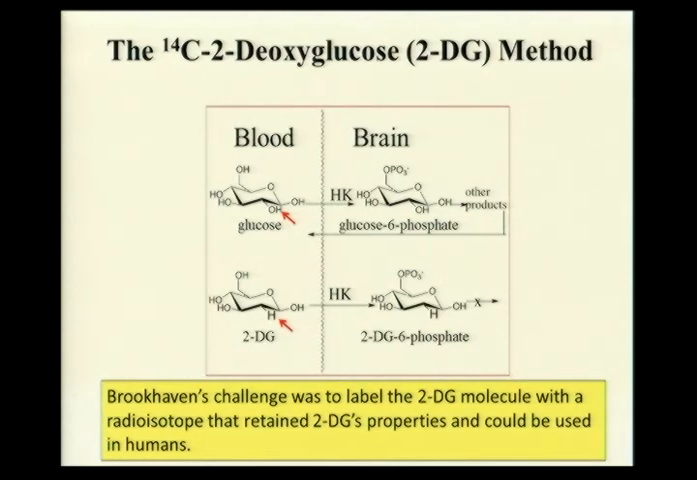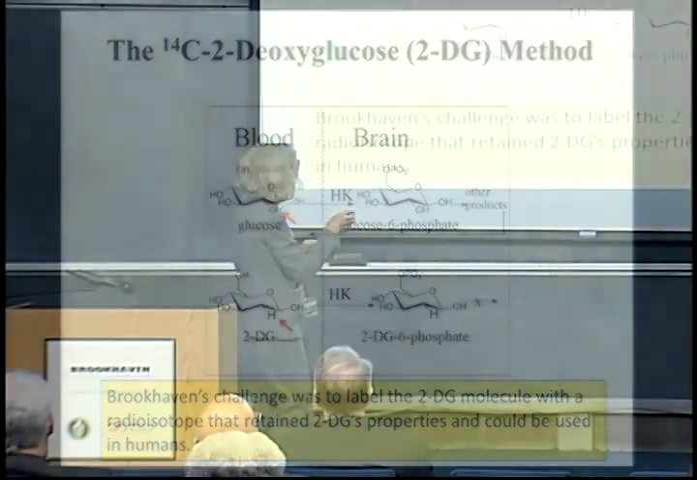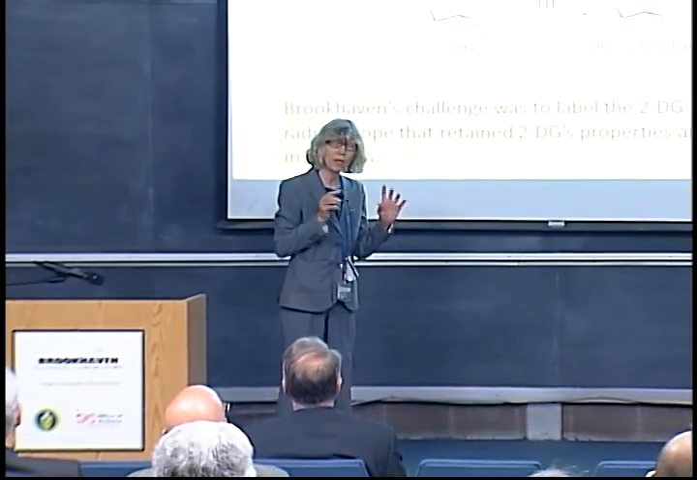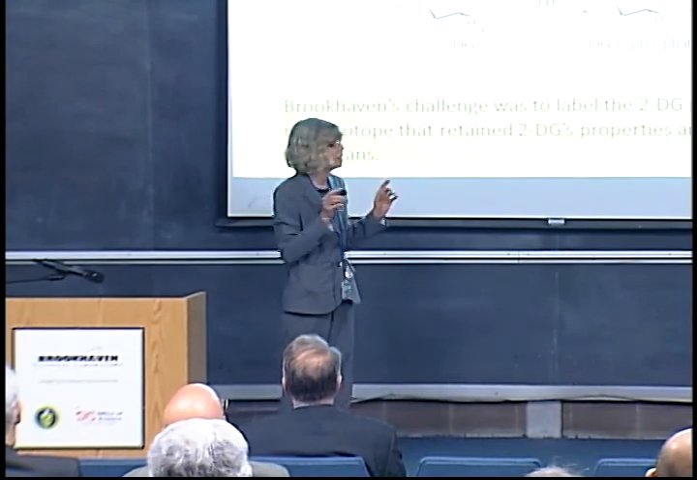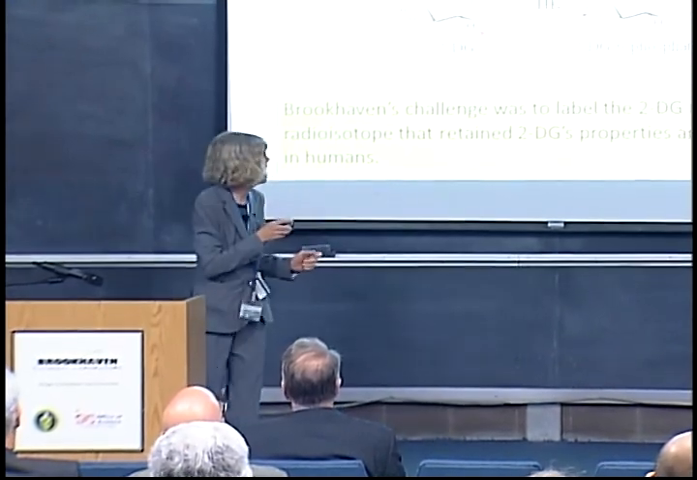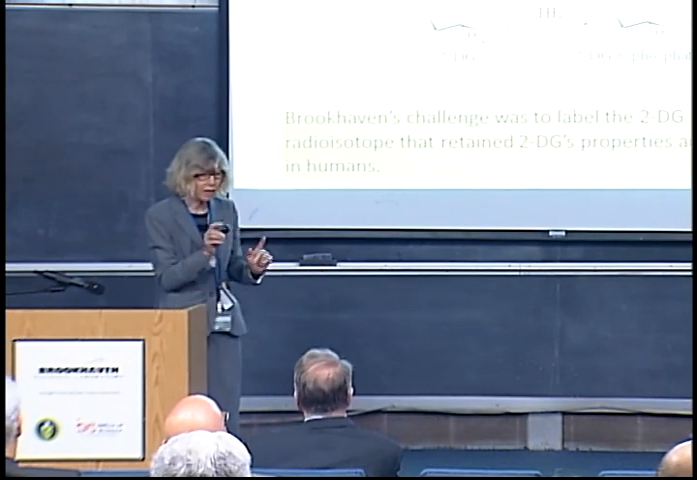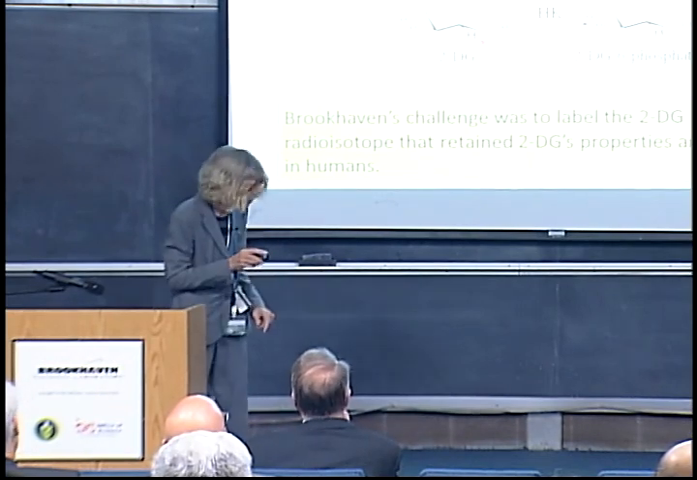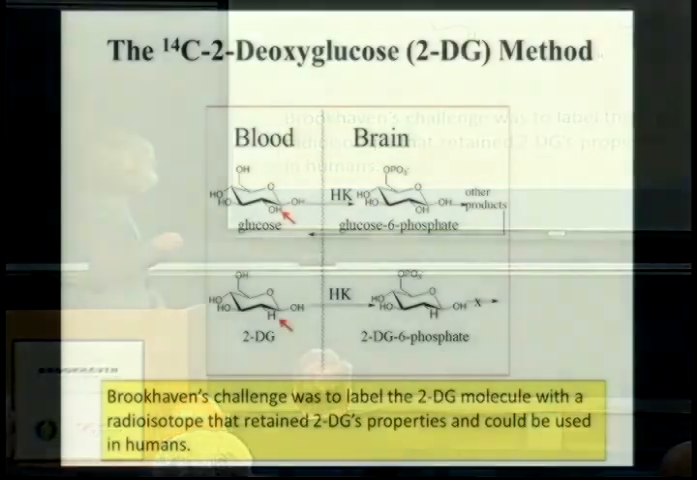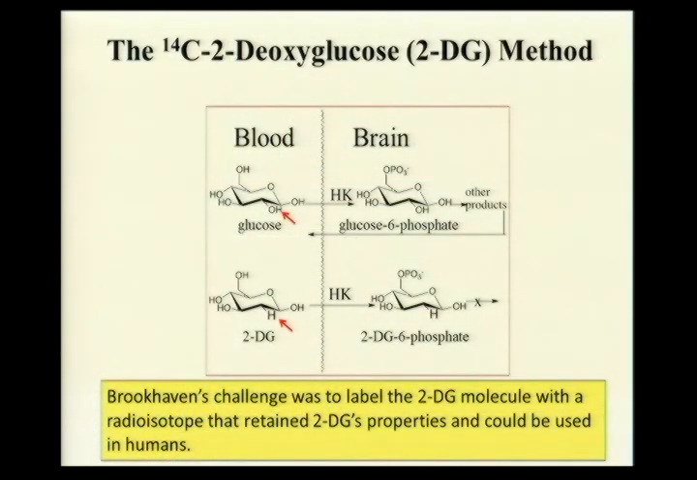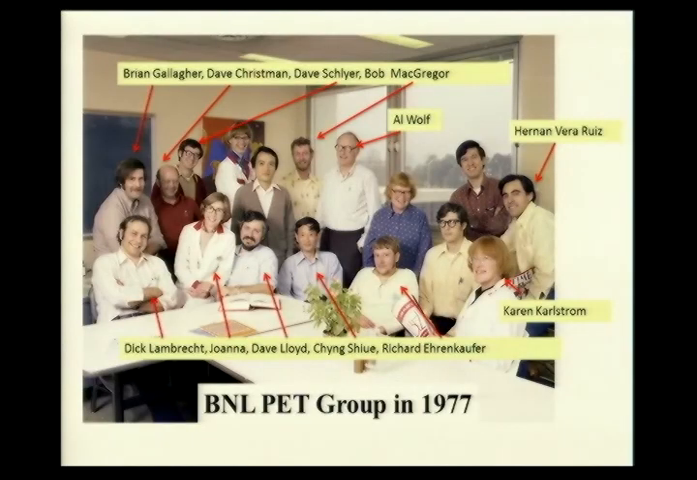So imagine you're trying to take a picture and things are moving in and out of the picture. You don't get a good picture. You get a fuzzy picture. You really don't know what you're taking a picture of. However, if you use this molecule, it becomes stuck there and you get a nice picture. So our challenge was to label this molecule with an isotope that retained these nice properties, but also could be used in humans. And so this is at a group around the same time period.